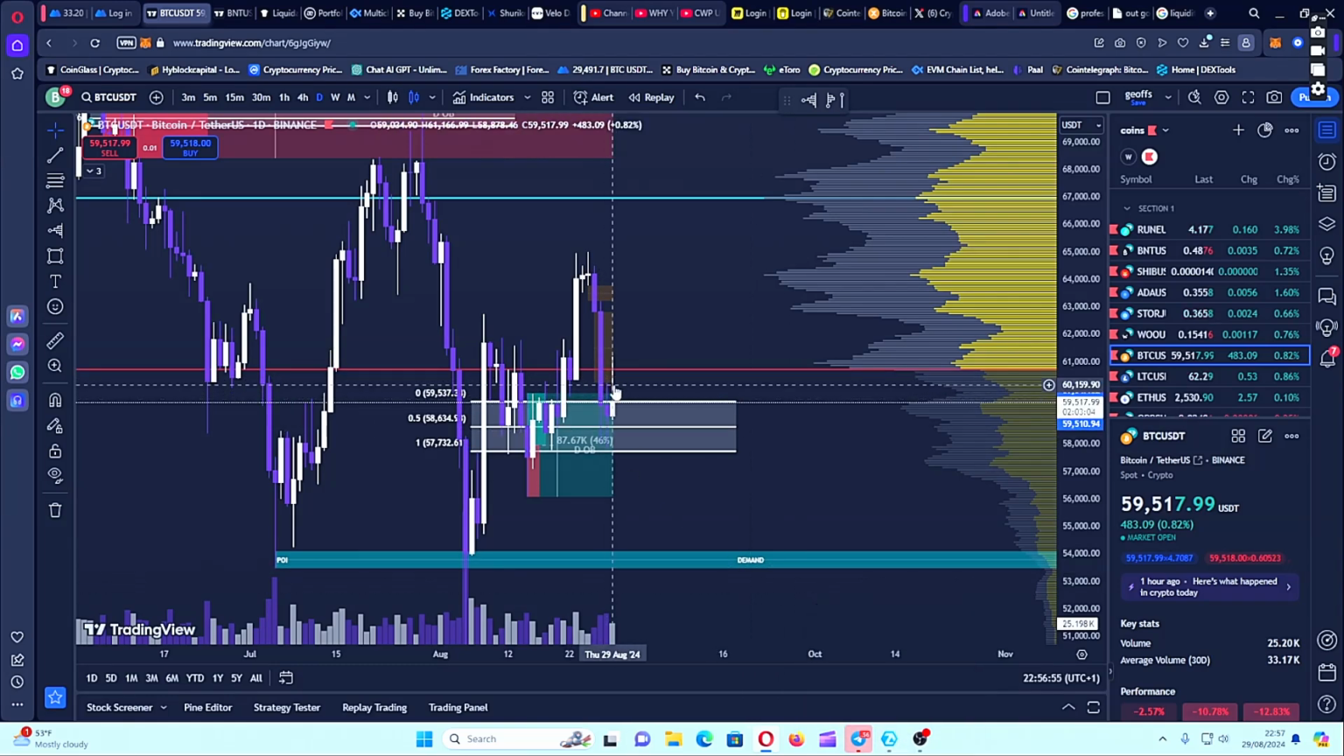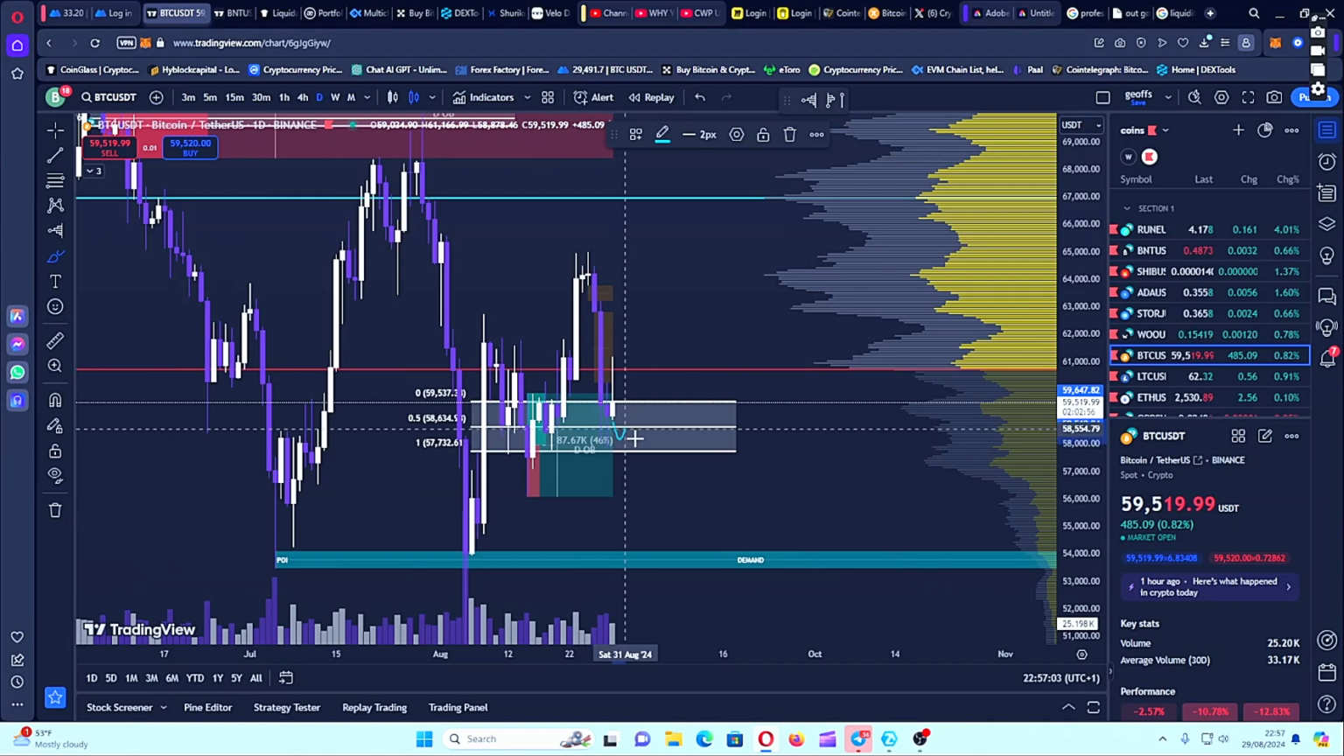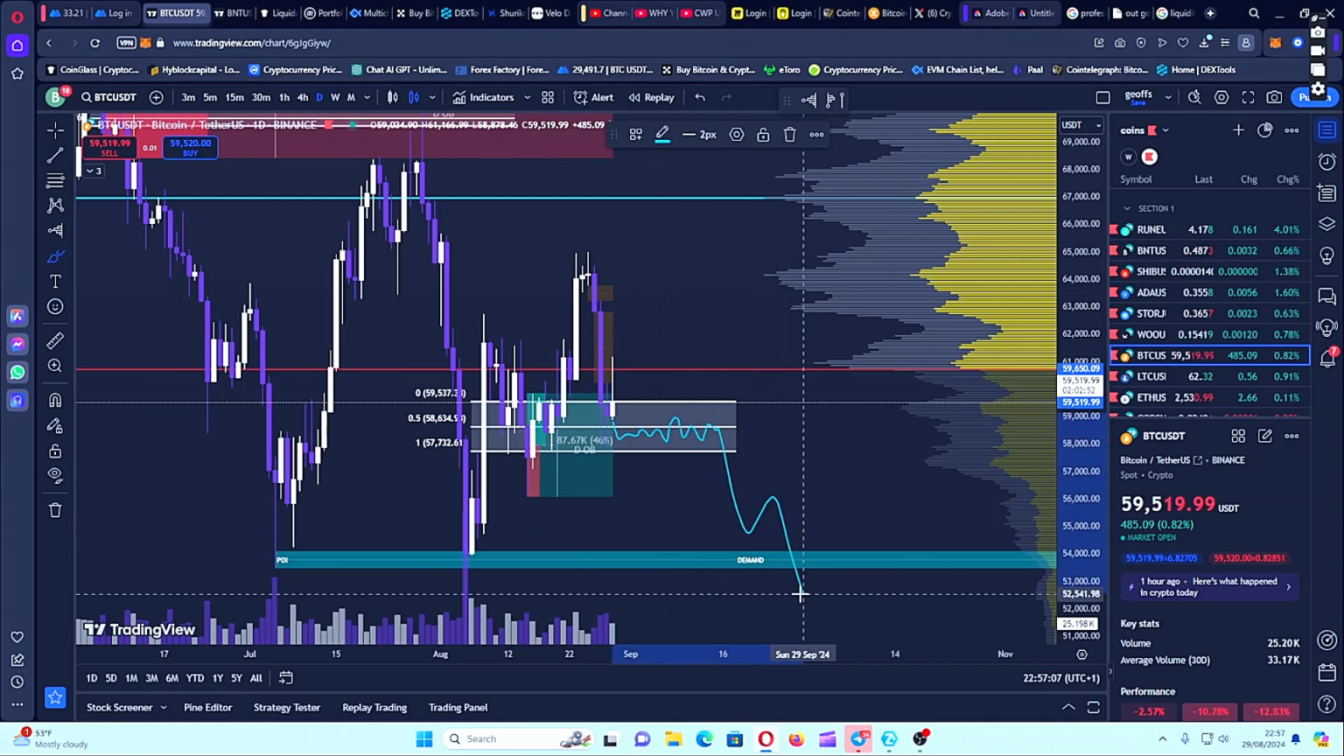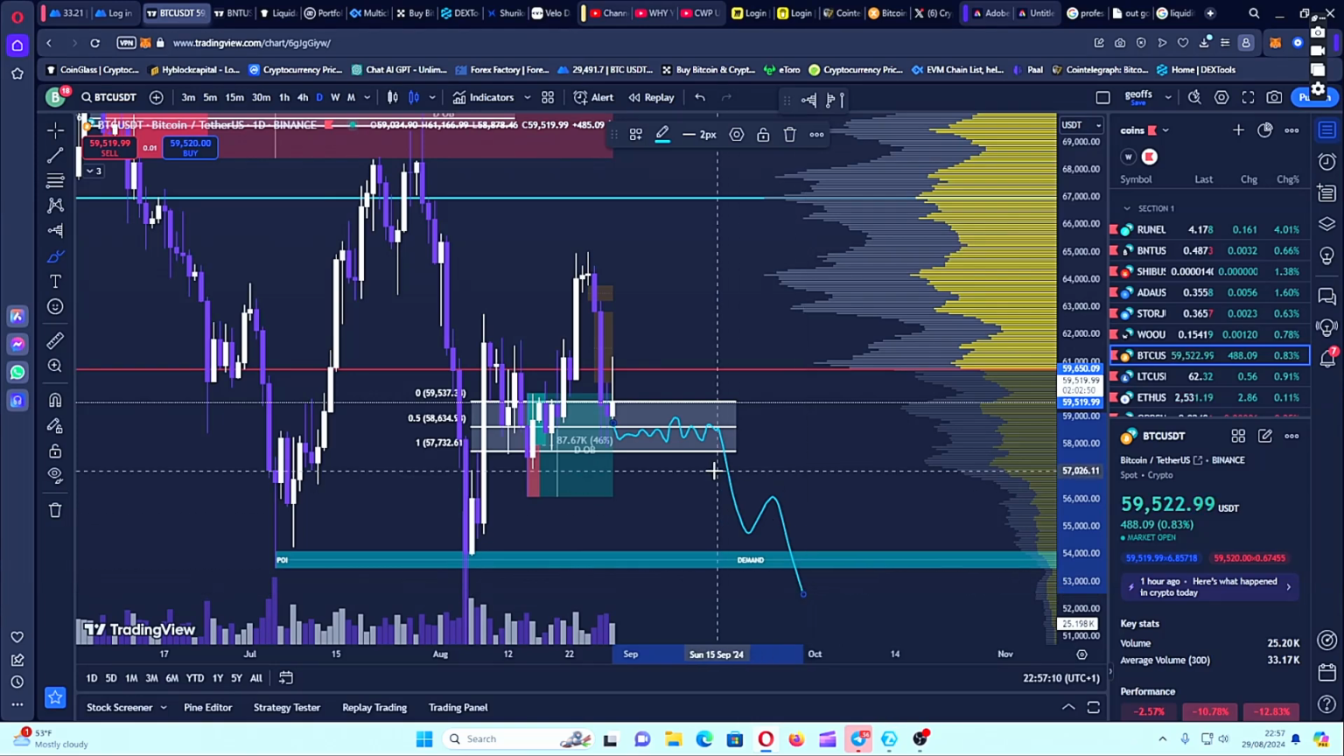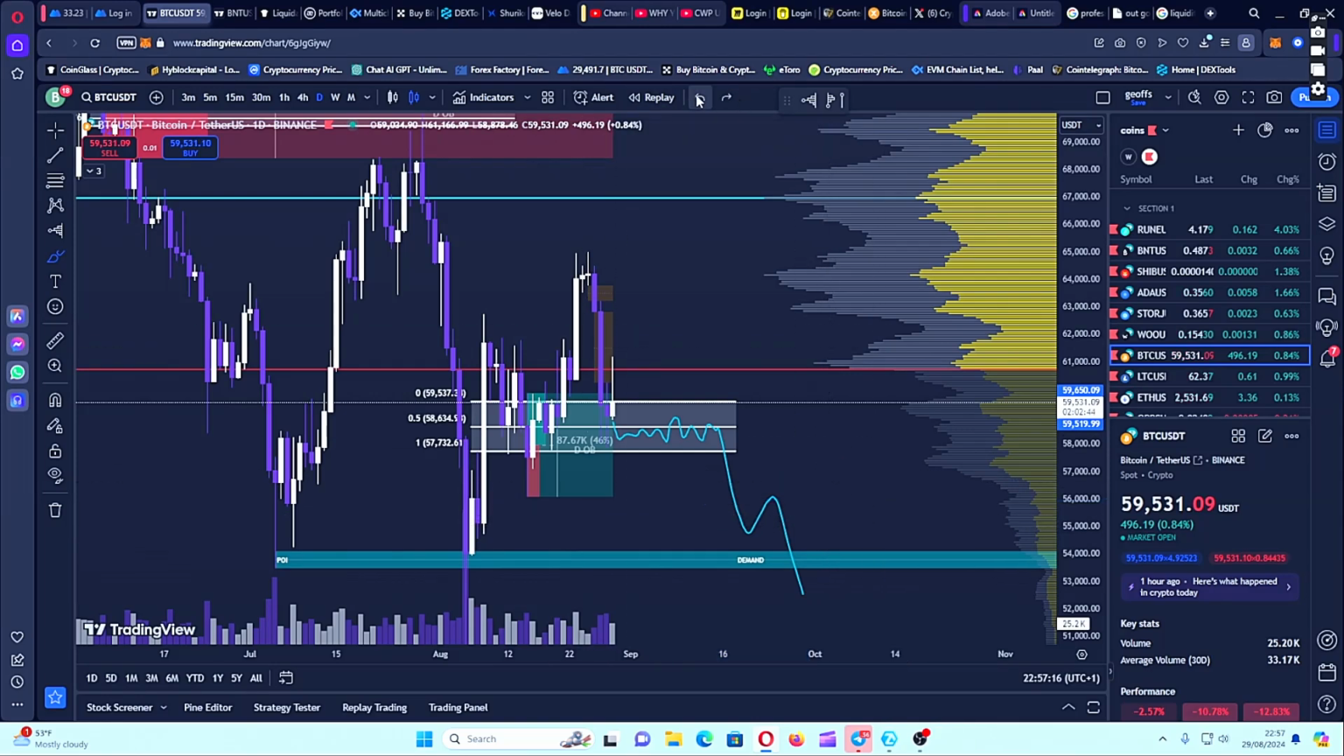Until this can start to close below this area and start to consolidate, then there's no reason at the minute. If we get some sort of consolidation like this, then we could see that big dip off like that, creating another fair value gap in this area. Until then, sit on your hands.